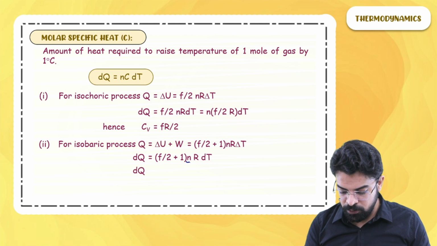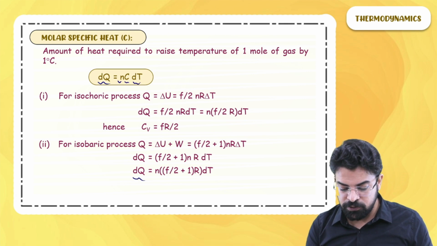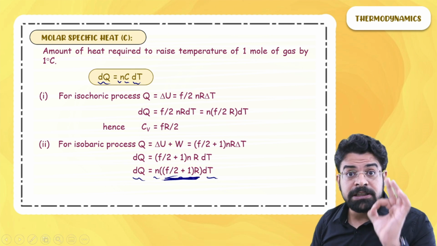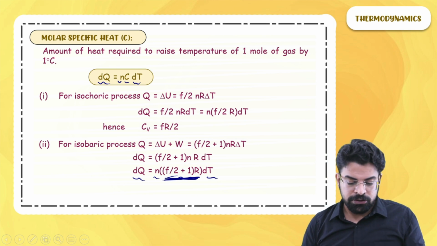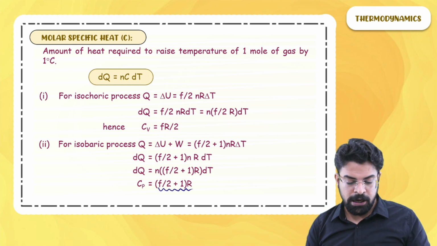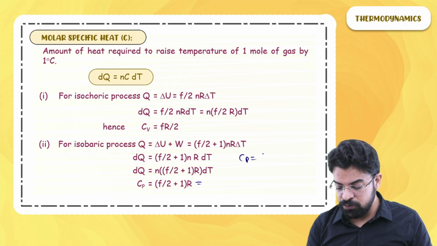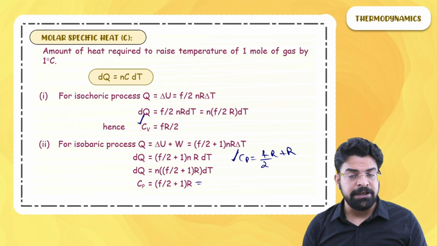So you get n into (f/2 + 1) into R into dT. So here dQ equals n C dT, dQ equals n something dT. So this something is the molar specific heat for a constant pressure process, that is isobaric process. So we say Cp comes out to be equal to (f/2 + 1) into R. Now two things here. If you expand this, you will say Cp equals (f/2) into R plus R. So clearly you can see Cp is more than Cv.